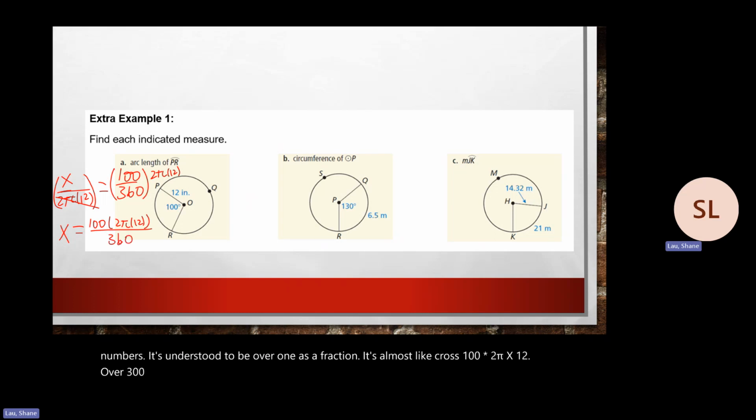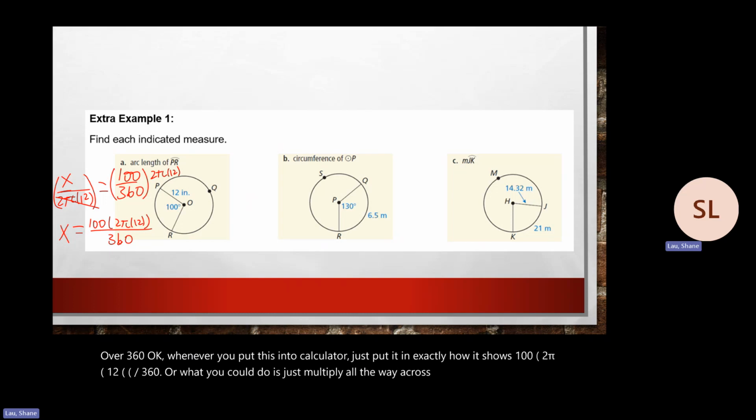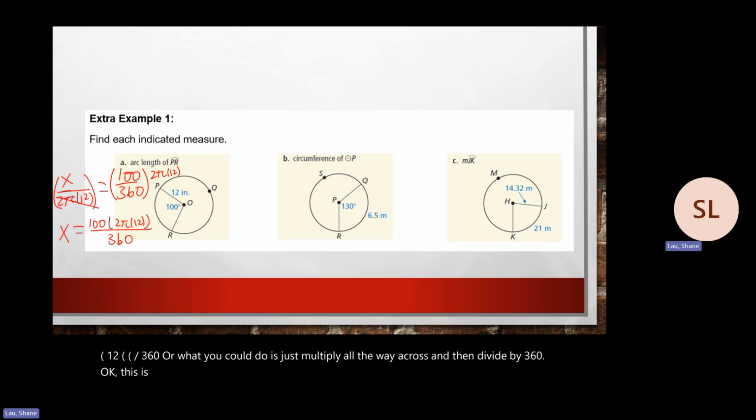Whenever you put this into your calculator, just put it in exactly how it shows: 100 parentheses 2 pi parentheses 12 parentheses over 360. Or you can just multiply all the way across and then divide by 360. This is all just multiplication.